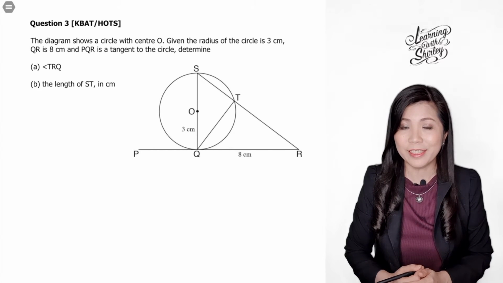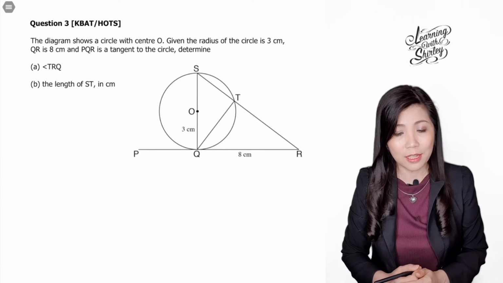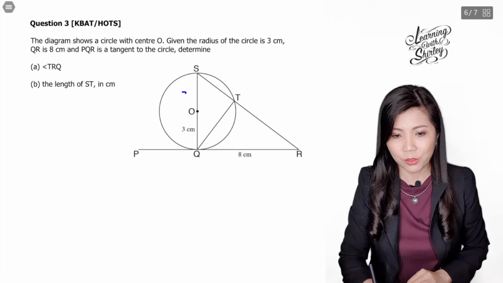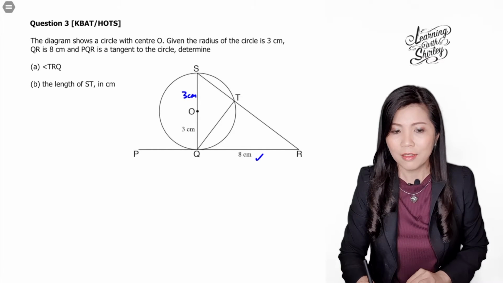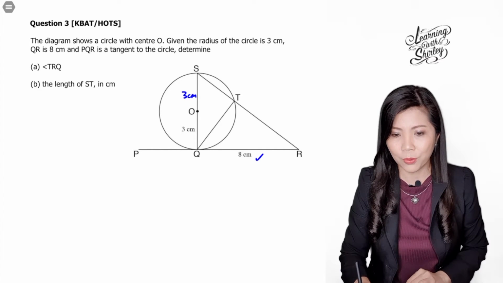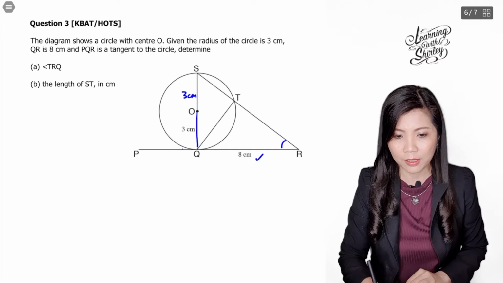Let's look at question number 3. The diagram shows a circle with center O. Given the radius of the circle is 3 cm, which means that here is 3 cm. Okay, QR is 8 cm here, and PQR is a tangent to the circle. Determine angle TRQ, which is here. Okay, so OQ is the radius. So this is the radius, and it intersects the tangent at point of tangent Q to form 90 degrees.